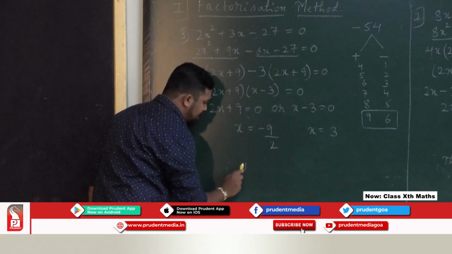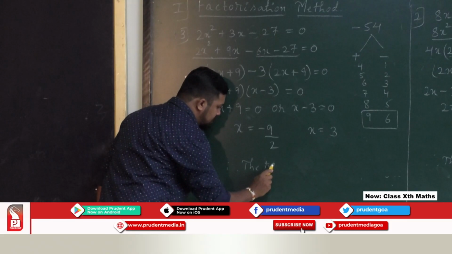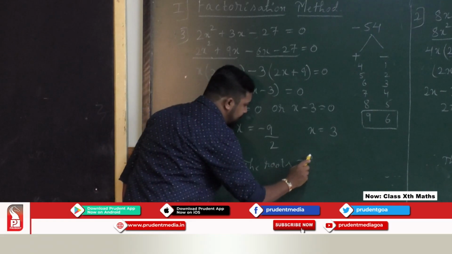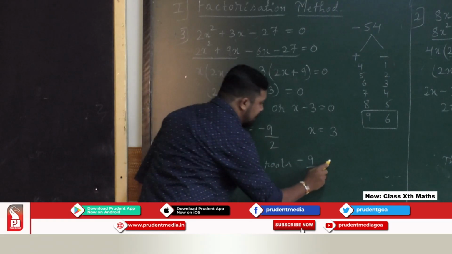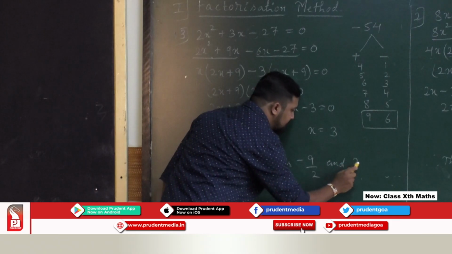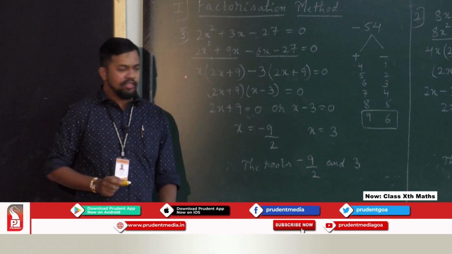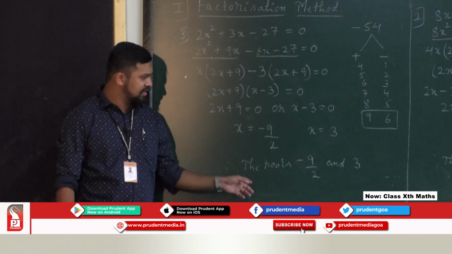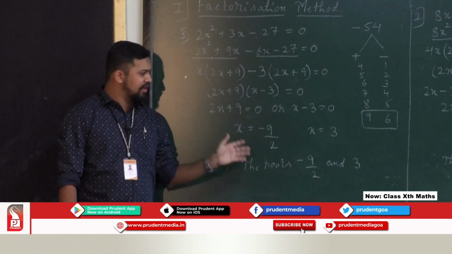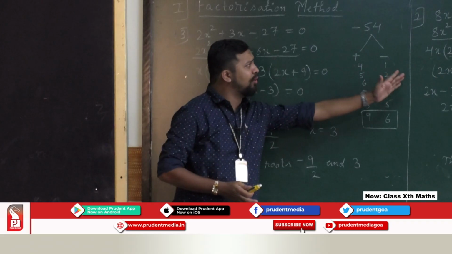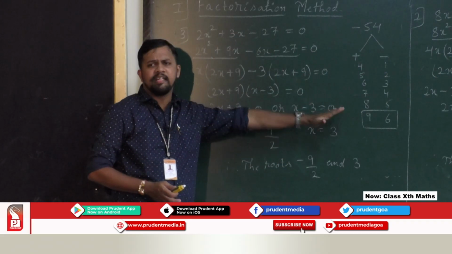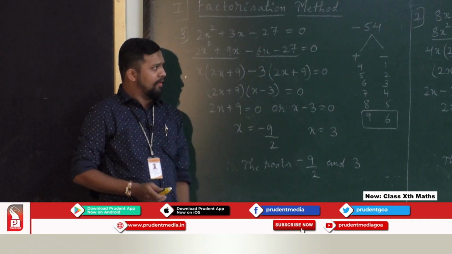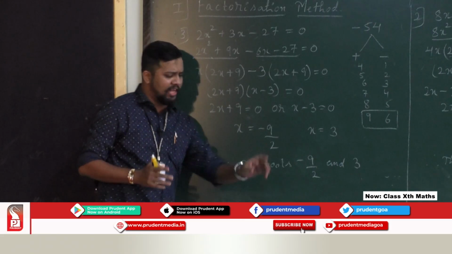And therefore, the roots are minus 9 by 2 and 3. Clear? So minus 9 by 2 and 3 are the roots. Or we say what are the zeros. So any doubt we can see. You can just see both the problems. You will come to know very easily to find the factors. And now going to last problem, the last type.